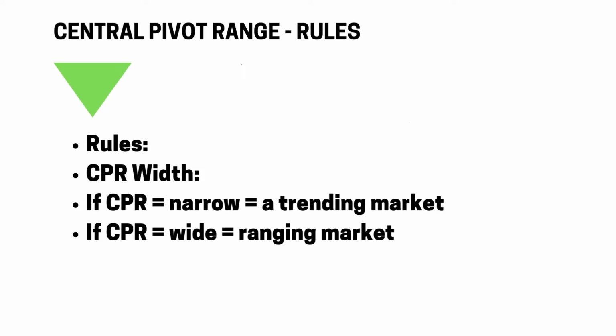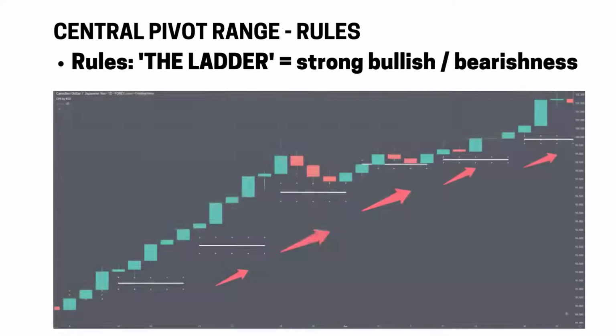So a bit more detail on the rules. CPR width, does that tell us anything? Well, yes it does. If it's narrow, it signifies a trending market, and if that CPR, those top and bottom lines from the pivot point, the BC and the TC, are wide, that indicates more of a ranging sideways market.